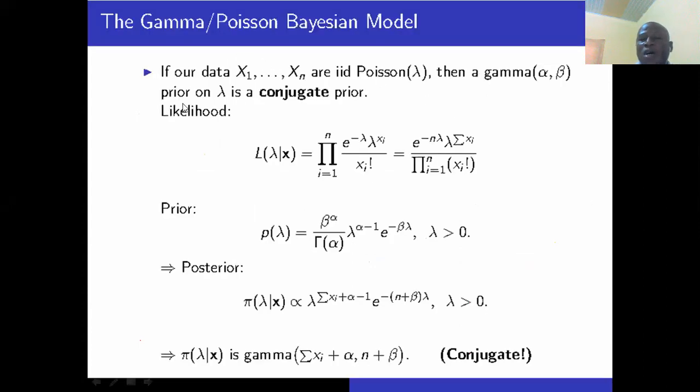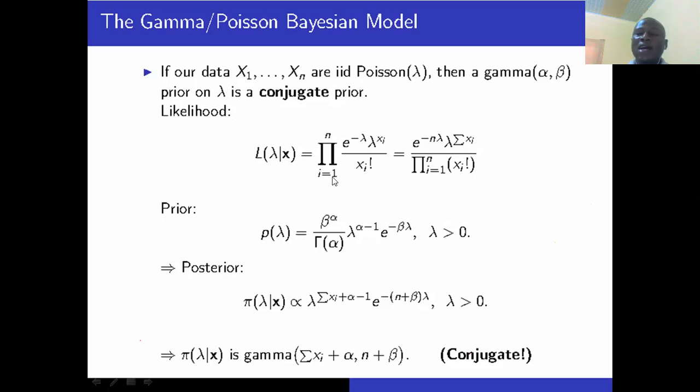So more examples here, you can look at this. We are saying that if our data x1 up to xn, these are the data points, are independent and identically distributed as Poisson with parameter lambda, then the gamma, which is the prior for lambda, is a conjugate prior, because if we multiply the gamma by the Poisson, the resulting posterior is going to be gamma. That's why we say it's a conjugate prior. So the gamma distribution for the parameter lambda is a conjugate prior.